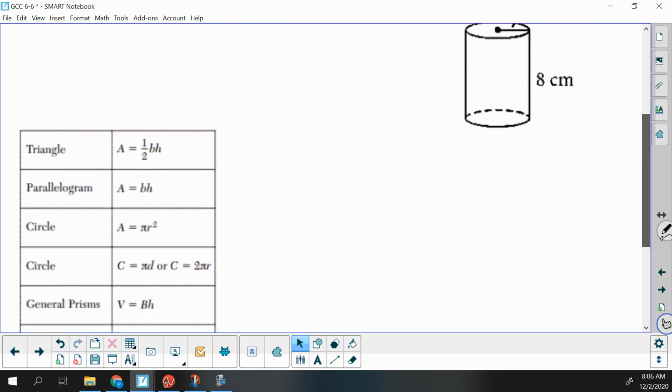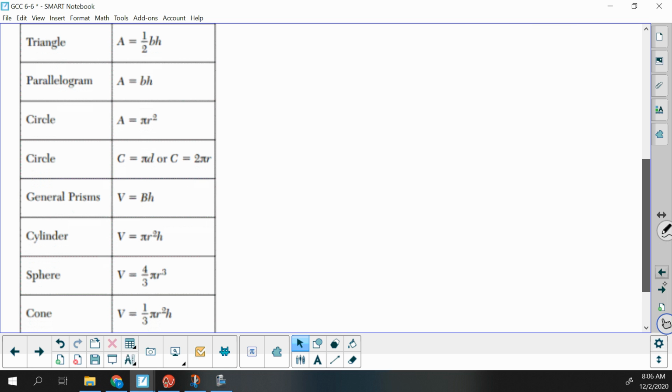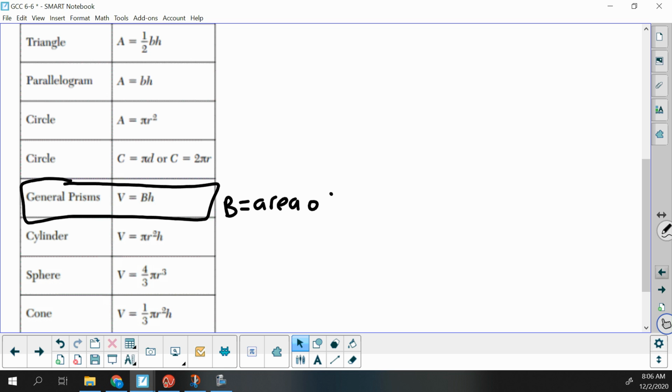Well, let's see what you have on your reference sheet for prisms and cylinders. Notice right here they give us the volume of any prism. Capital B, remember, is the area of the base. So you're usually going to have to do some work to find that. So if your base is a square or rectangle, do your length times width. If your base is a triangle, got to do 1/2 base times height. Whatever your base shape is, you need to do the area of that base and then multiply it by that height. So there's always some work involved in finding that capital B.